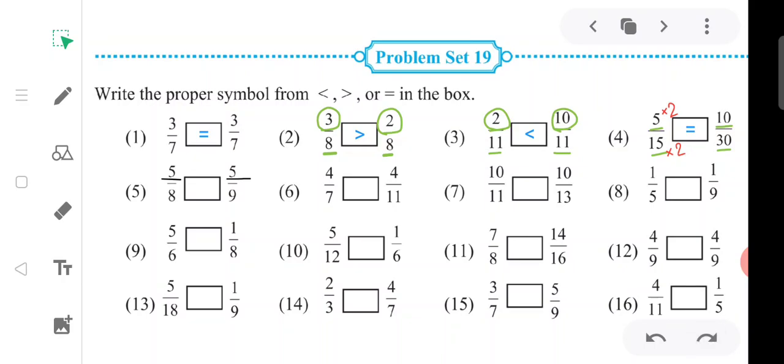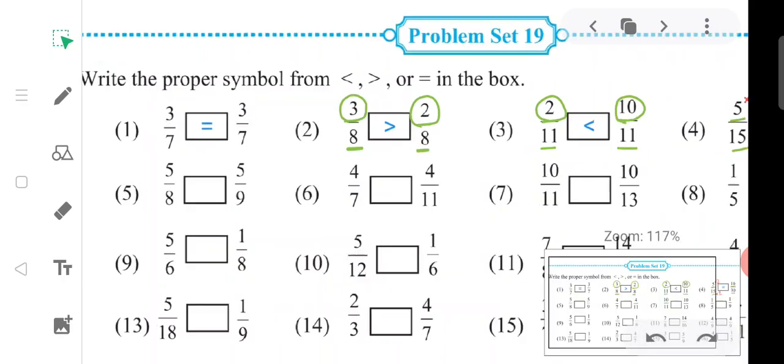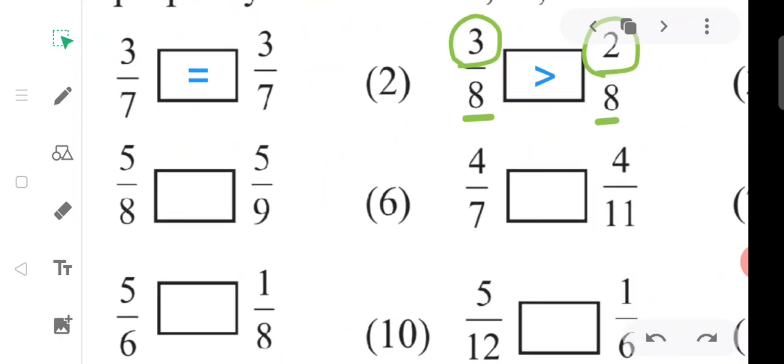Now see the next one. In the next one the fractions are 5 upon 8 and 5 upon 9. Here the numerators are the same, so we have to check the denominators. In the denominators, here is 8 and here is 9. So which fraction is bigger? 5 upon 8 is bigger than 5 upon 9.